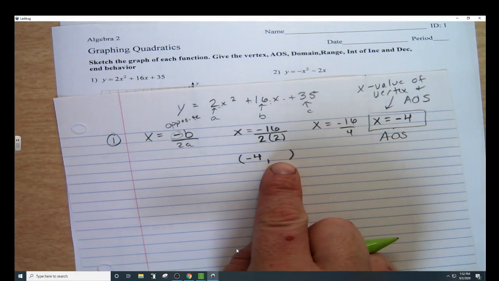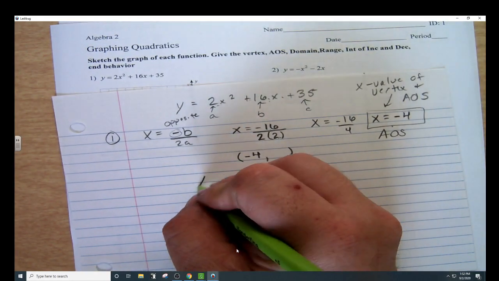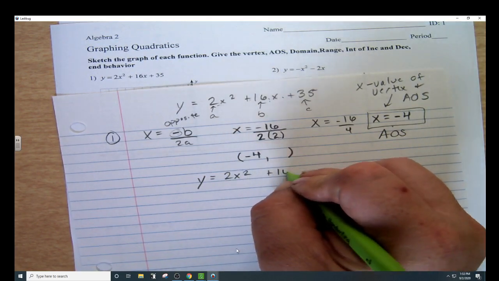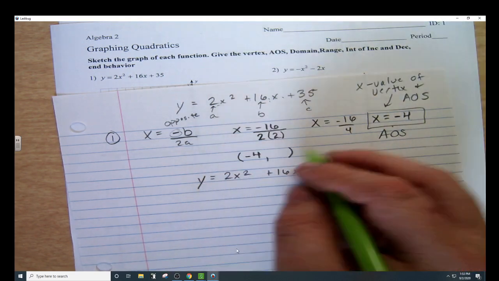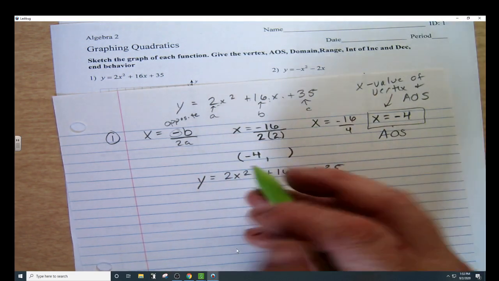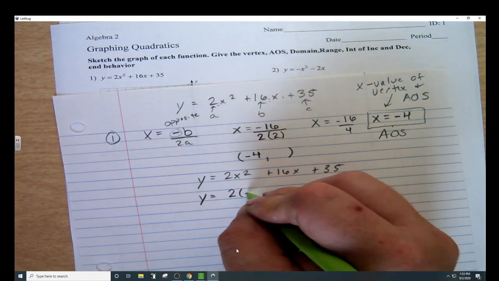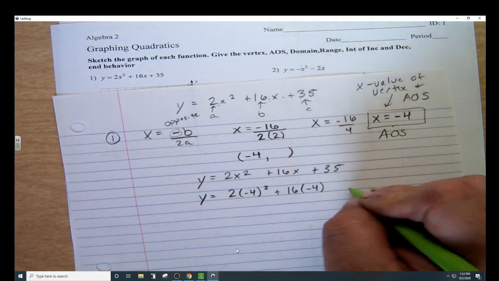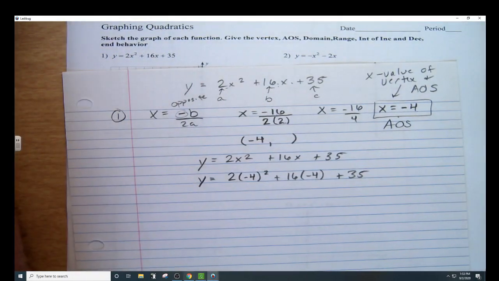Now remember, guys, you're going to take this number and plug it into your function. So y equals, everywhere I see an x, I'm going to plug this number in. So that's y equals 2 times negative 4 squared plus 16 times negative 4 plus 35. Now, we don't want to do that in our head. We're going to do it with the calculator to save us some time.